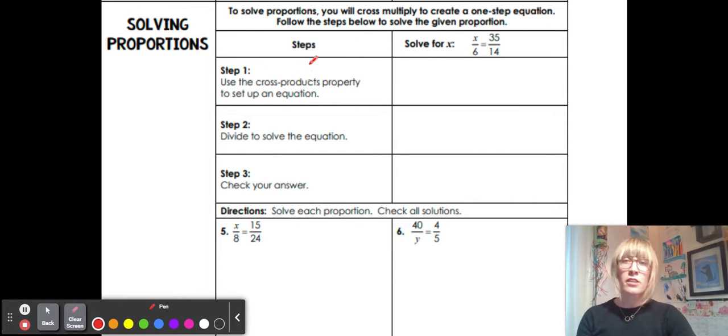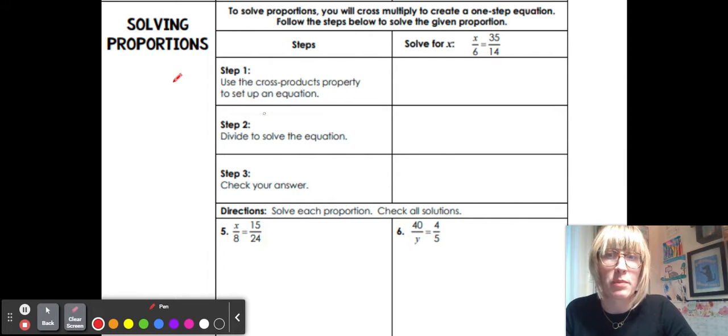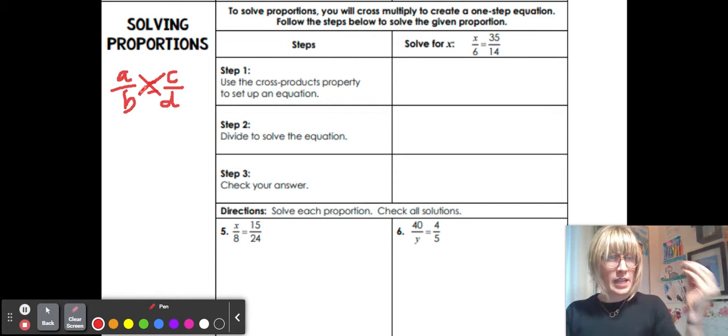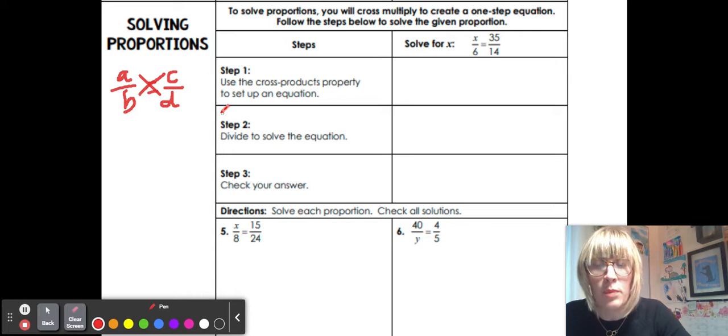All right, so here is our first step. It says step 1, use the cross products property to set up an equation. So that's what we were doing, right? Where we had A over B is equal to C over D. And we can then multiply and multiply to create sort of an equivalent equation. So we are going to do that here.